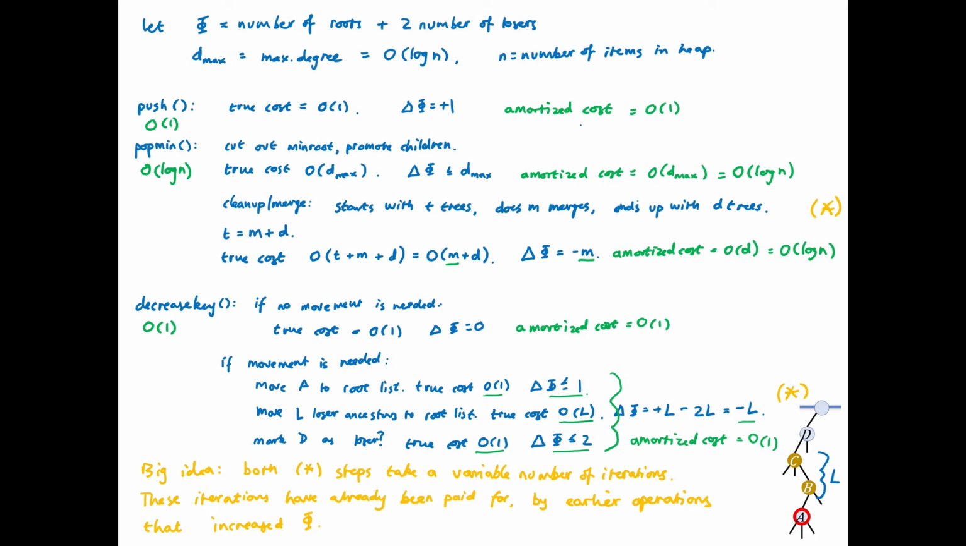Every time you promote a node to the root list, you know you will eventually have to clean it up. Every time you mark a node as a loser, you know that decrease key might have to go through them and iterate through them. So we pay a price, we increase phi when we do those things which are going to incur a downstream cost, and then when we do actually incur the downstream cost, the potential decreases, and that pays for the true cost of those expensive operations.